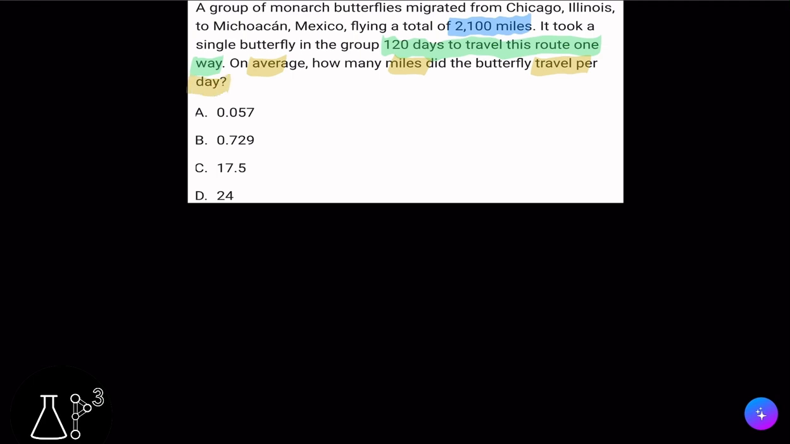So let's use what's given. So we're given 2,100 miles that they migrated. And it took them about 120 days to get there. And we're looking for the average of miles per day that one butterfly migrated to get there. So how many miles do we have? 2,100. How many days did it take them to get there? 120 days. So what we want to do is divide 2,100 miles by 120 days to get the average of miles per day.